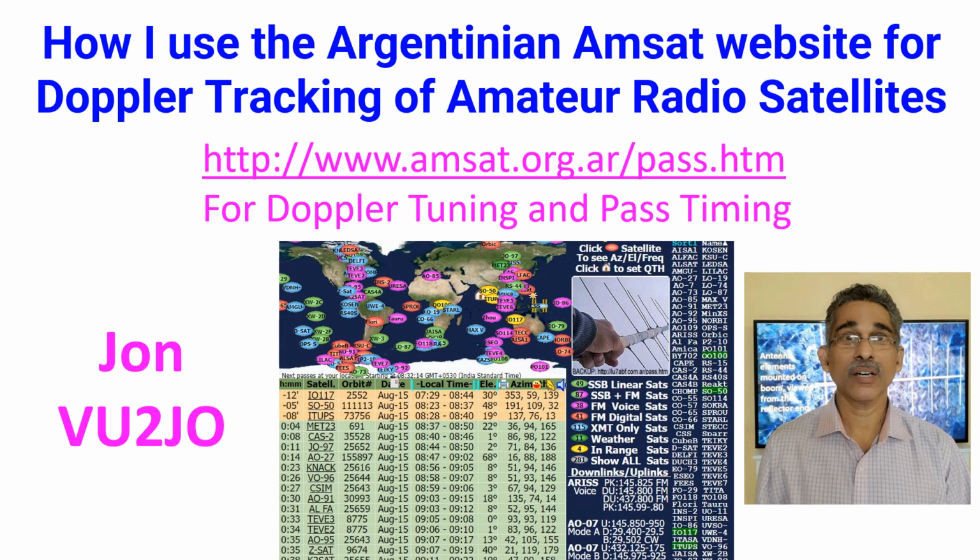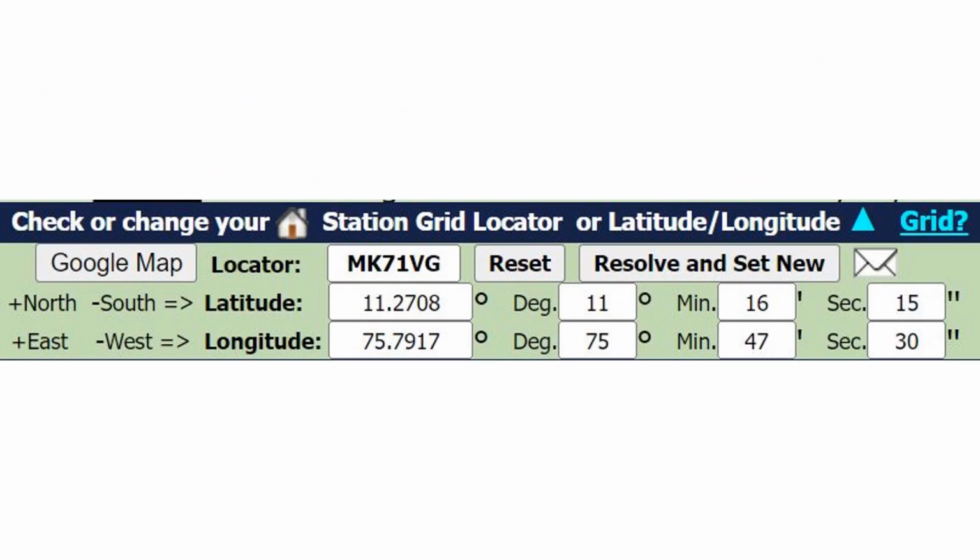the desktop. To begin with, you have to set your grid or latitude and longitude at the bottom of the page. Otherwise, it will detect depending on the location of your internet service provider, which may be inaccurate.